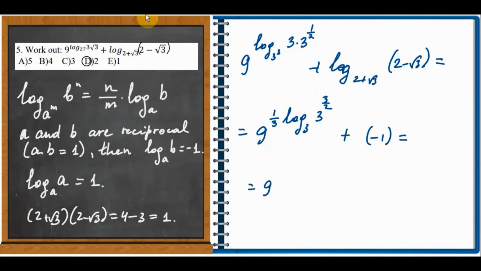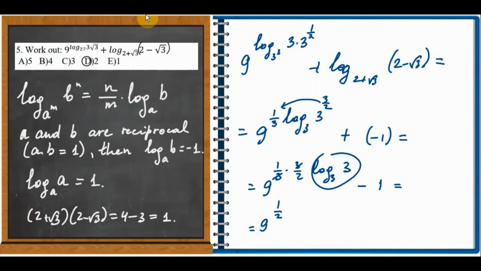Let's simplify the first term. This is going to be the coefficient 3 over 2 multiplied by log 3 and 3 minus 1 is equal to. Let's simplify 3's. We will get 9 to the power 1 over 2. That's going to be 1, multiplied by 1 minus 1. So we have just 9 to the power 1 over 2. That means that square root of 9 minus 1 is going to be 3 minus 1. That's 2. The correct answer is 2.